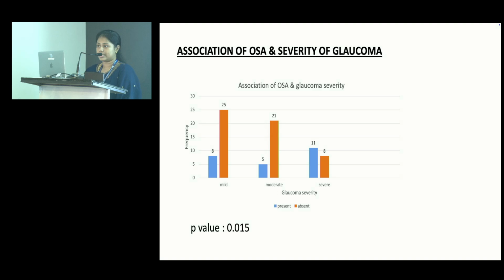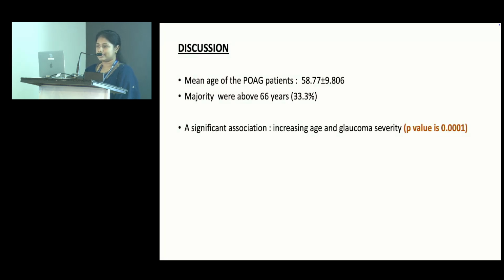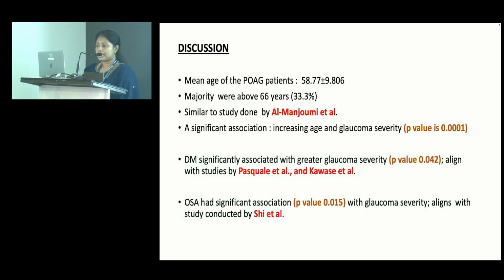That is also significant. Then the association of OSA and severity of glaucoma: those with mild glaucoma changes were 8 people, with moderate there were 5, and with severe 11 people. So the p-value was 0.01. It is also highly significant. Moving to the discussion, the mean age of the POAG patients was 58.77 plus or minus 9.806, and the majority were above 66 years, which was similar to the study done by Al-Majawi et al.